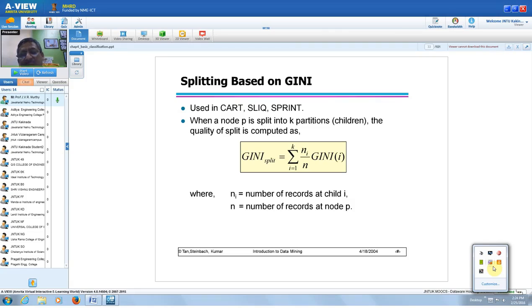So far we have assumed a binary split. When you assume a binary split, there are only two divisions, two nodes. But if you split this into k partitions, you will have k child nodes for the parent. So the parent consists of N records and the children consist of different numbers of records. So Ni is the number of records at node i. Now let's see how this goes.